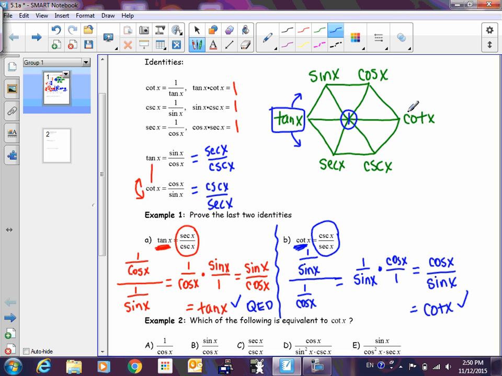Okay? We could do the same thing for cotangent. Watch this. We start with cotangent. We go counterclockwise. Cotangent x equals cosine divided by sine. Cotangent also equals cosecant divided by secant. Okay? And that's not the end of the trig hexagon, but that's where I'm going to leave it for now.